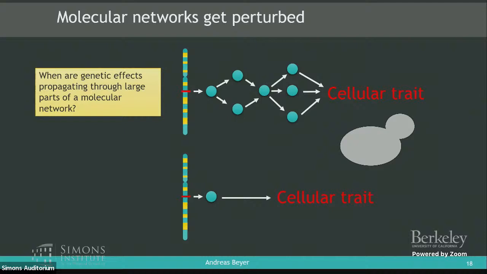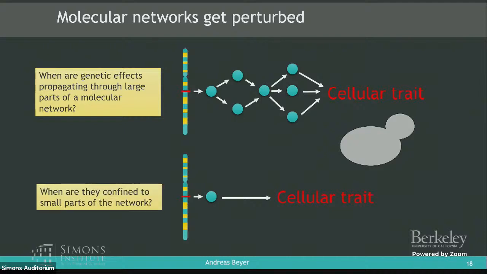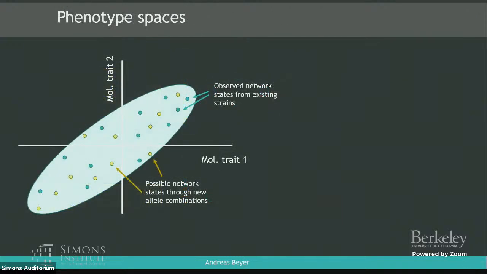The question is, what are genetic effects propagating through large parts of the molecular network, as opposed to when they are confined to small parts of the network, so local versus global. My conception of this is that if you look at this very high dimensional space that is created by the molecular traits that we can quantify, so all the transcript levels, all the protein levels, this would create a 20,000 dimensional space. In yeast, not that many.